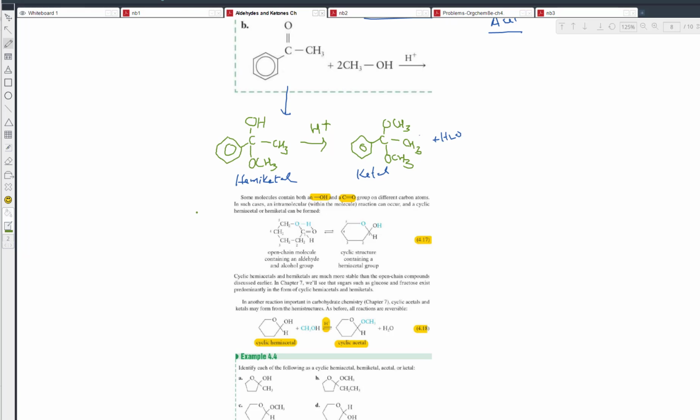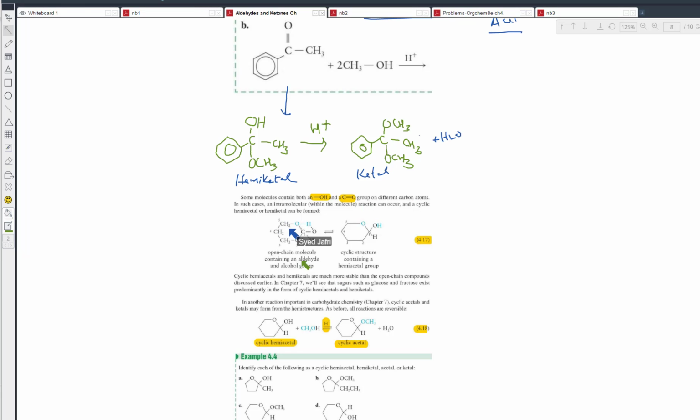read this one. Let's see. Right over here: some molecules contain both an OH and a C double bond O group on different carbon atoms. In such cases, an intramolecular, within the molecule, reaction can occur, and a cyclic hemiacetal or hemiketal can be formed.